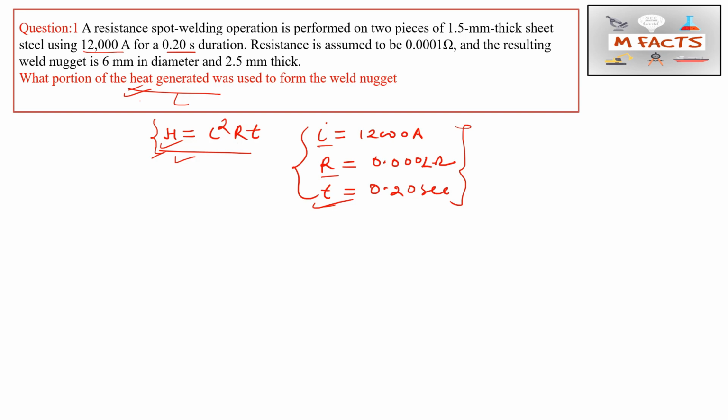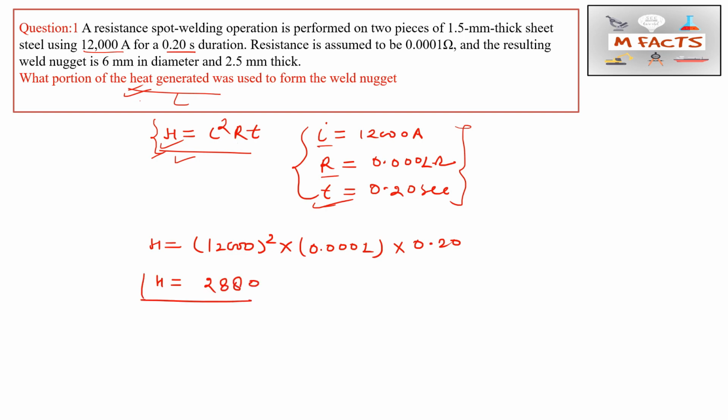Okay, so this is the simplest way of doing welding questions, because they will give many other data for confusion purposes. That may not be used in the calculation. So how can we calculate this H? It is I squared R t: 12,000 squared, multiplied by R value 0.00001, multiplied by time 0.2. So I am writing here directly, this will come to 2880.